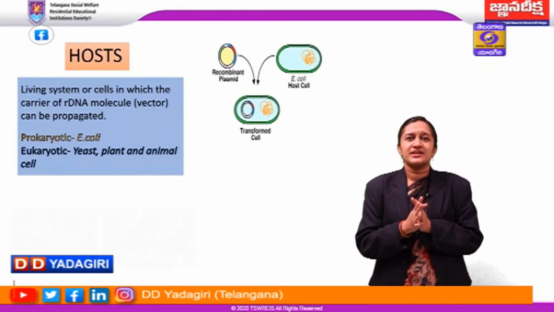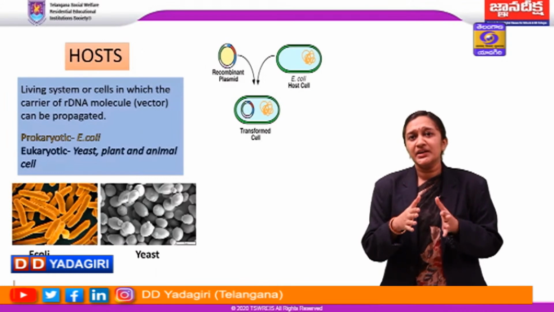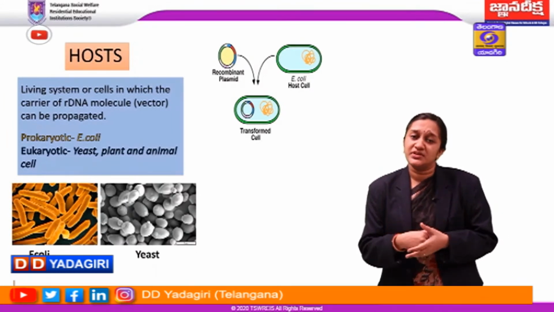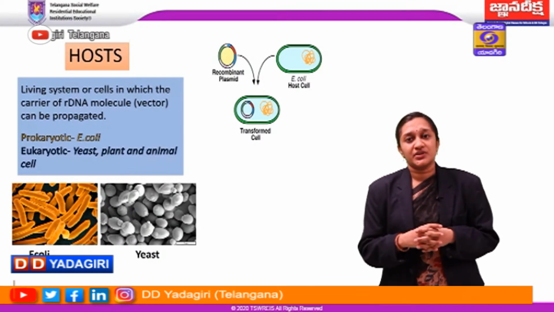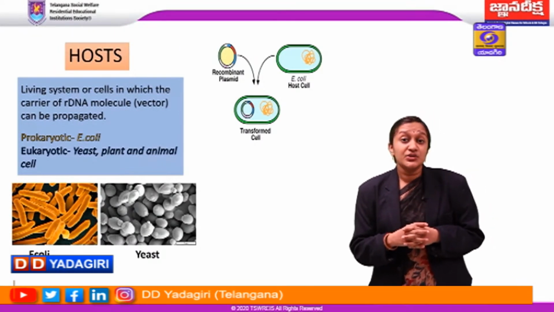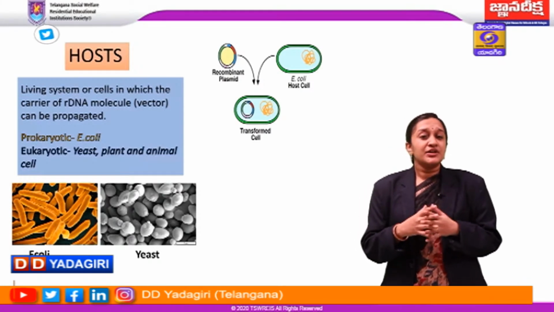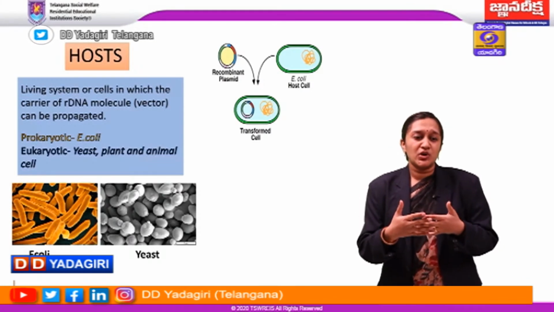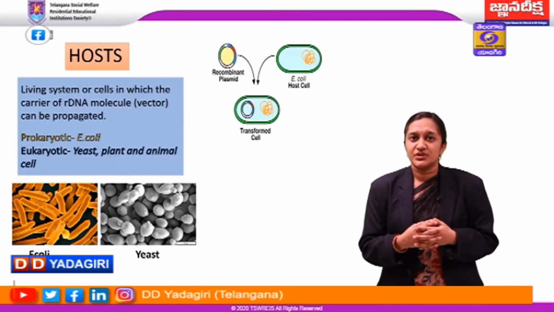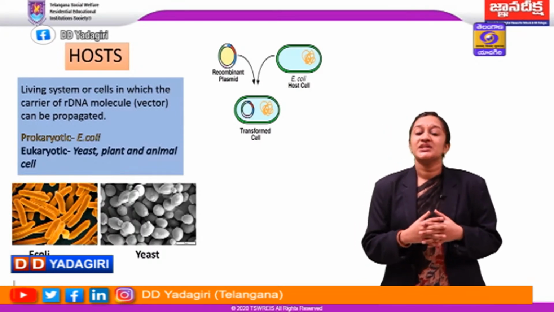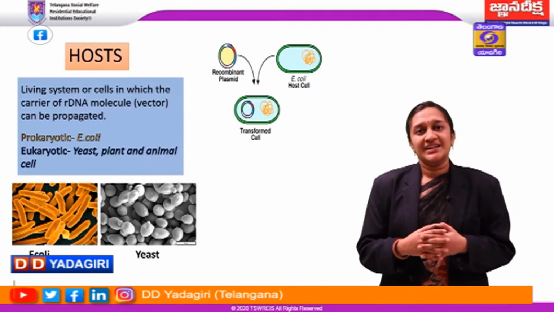Now, the host cell choice depends upon the type of experiment that you've planned. If you want to express a prokaryotic gene, a prokaryotic host would do. But if you want a eukaryotic gene to be expressed, due to the limitation of complex machinery in prokaryotes, we need to use a eukaryotic host. So the most commonly used eukaryotic host is yeast.